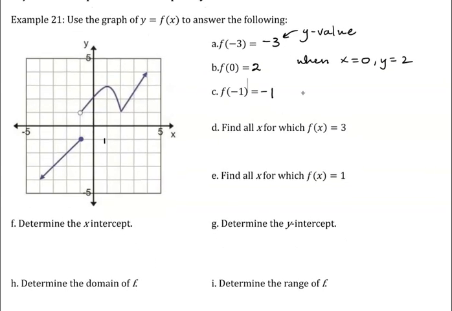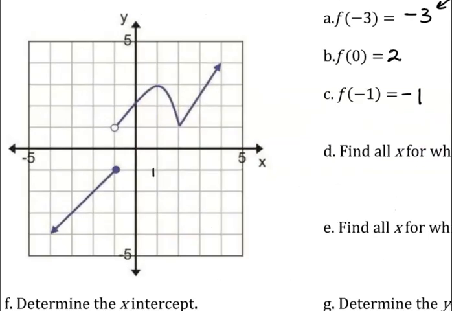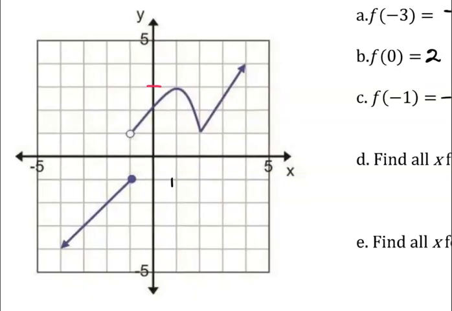Part D, we shift gears. They ask us to find all x for which f of x is equal to 3. F of x is the y value, so y is equal to 3. So here is when y is 3. And we can see we have a point right there where y is 3, and then we have a point right here where y is 3, right? If I were to draw the line y equals 3, that touches the graph twice.